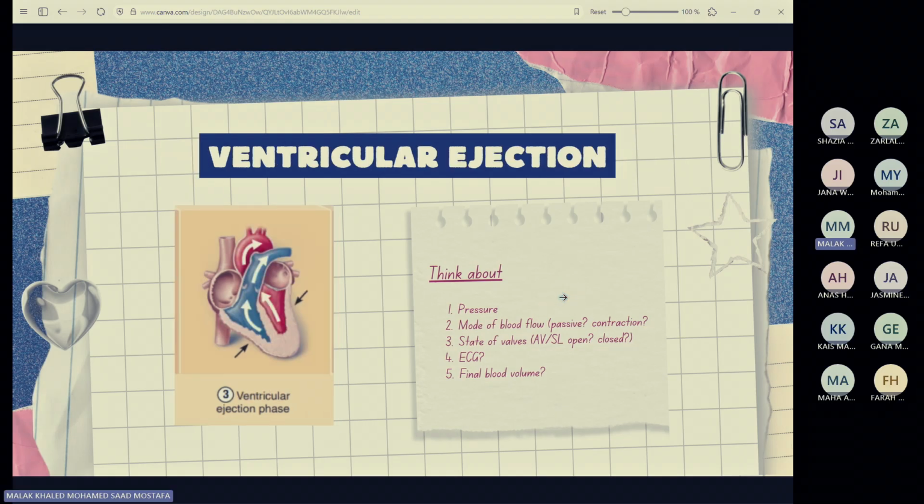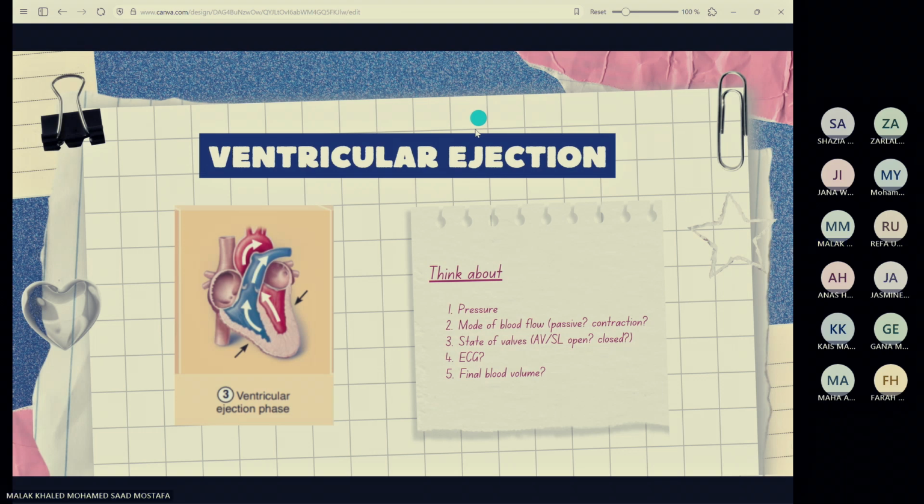Then you move on to ventricular ejection. As the name suggests, you're removing blood out of the ventricles. The pressure in the ventricles exceeded that of the blood vessels, and when that happens, your semilunar valves open. Your final blood volume here will be 50 milliliters. Those 50 milliliters are what remains, and 70 are pumped out. So 70 is the stroke volume, and you will see this later when she talks about cardiac output.